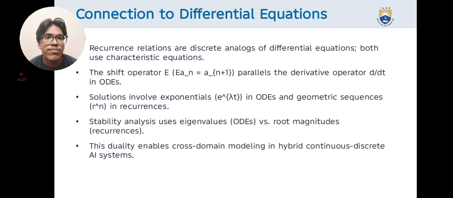Connection to differential equations. Recurrence relations are discrete analogs of differential equations, both parallel. The shift operator parallels the derivative operator, and solutions involve exponentials and geometric sequences. Recurrence stability analysis uses eigenvalues and root magnitudes. This duality enables cross-domain modeling in hybrid continuous-discrete systems.